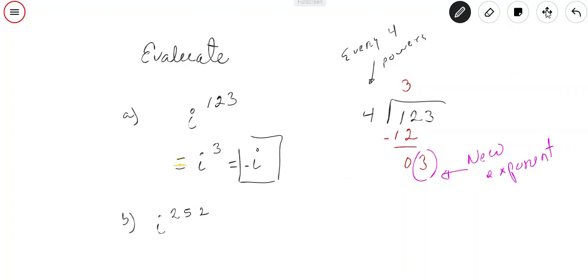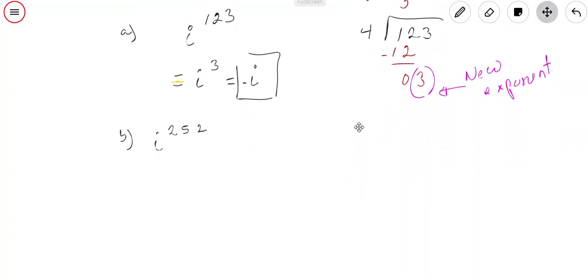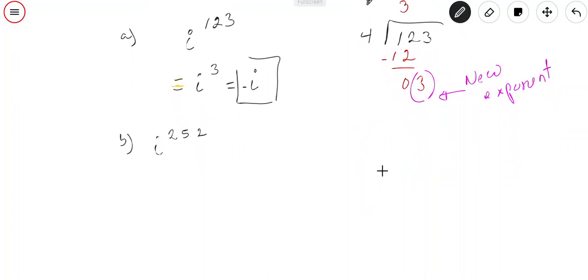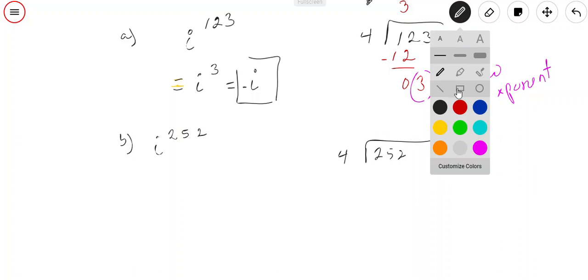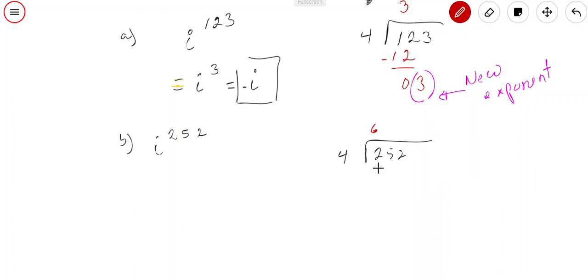So if I want to evaluate i to the power of 252, let me divide 252 by 4. How many times does 4 go into 25? Just 6 times, right? Because 4 times 6 is 24. Since 4 times 6 is 24, subtracting here, I get 1. I bring down the 2. So how many times does 4 go into 12? 3 times. 4 times 3 is 12.